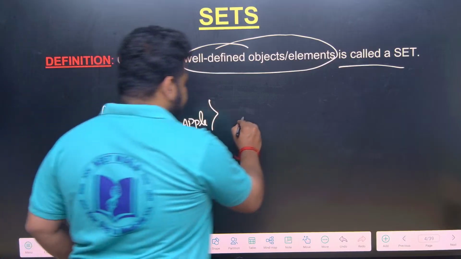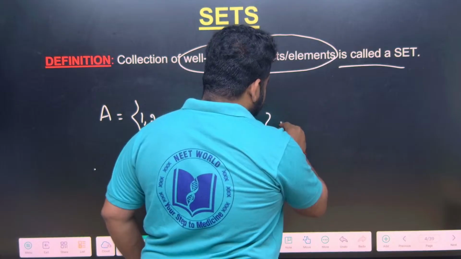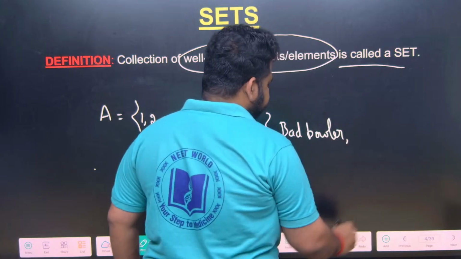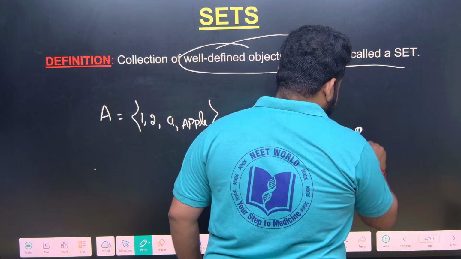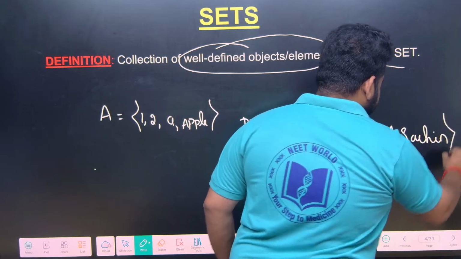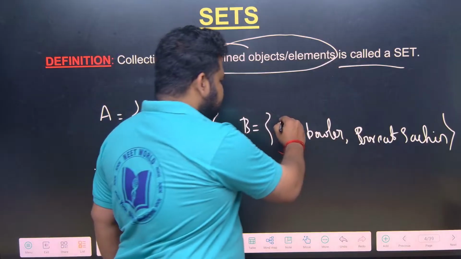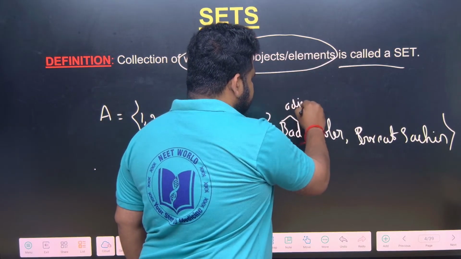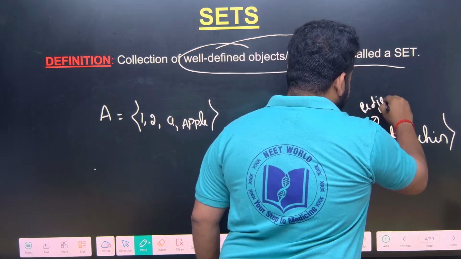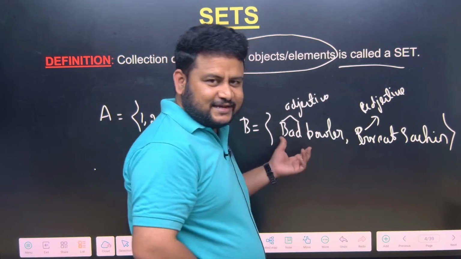Suppose we take set B. If I say bad bowler, if I am talking about cricket, or if I say great Sachin, great Sachin Tendulkar, a set of this. Bad bowler: this is an adjective. Great Sachin Tendulkar: this is also an adjective, as we call it in English. Bowler and Sachin are nouns. I am not taking an English class, just explaining here.